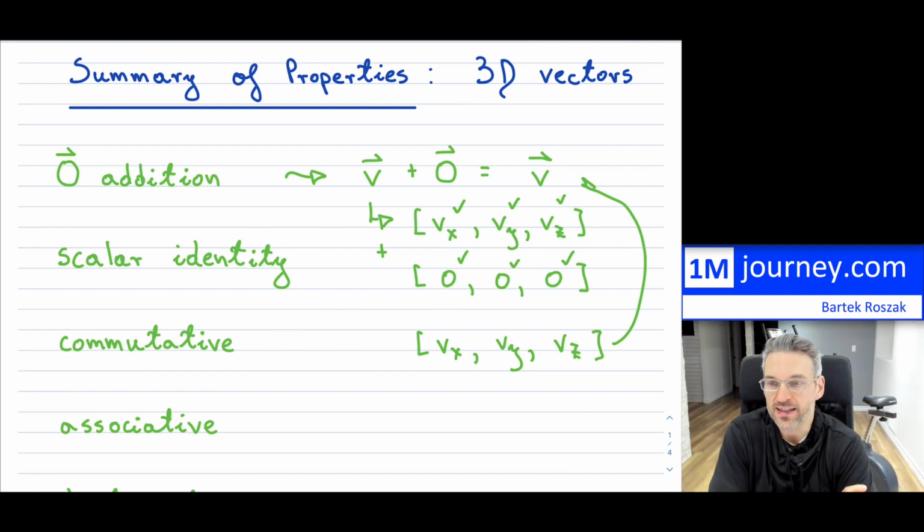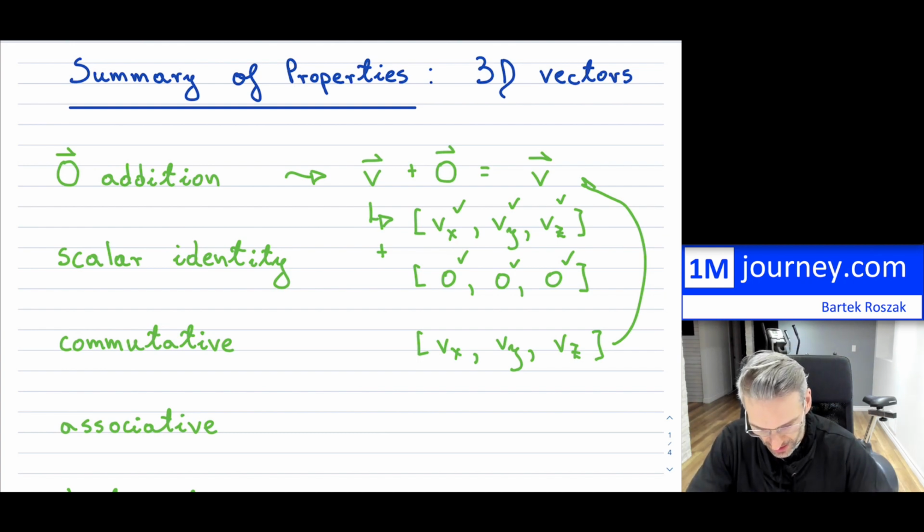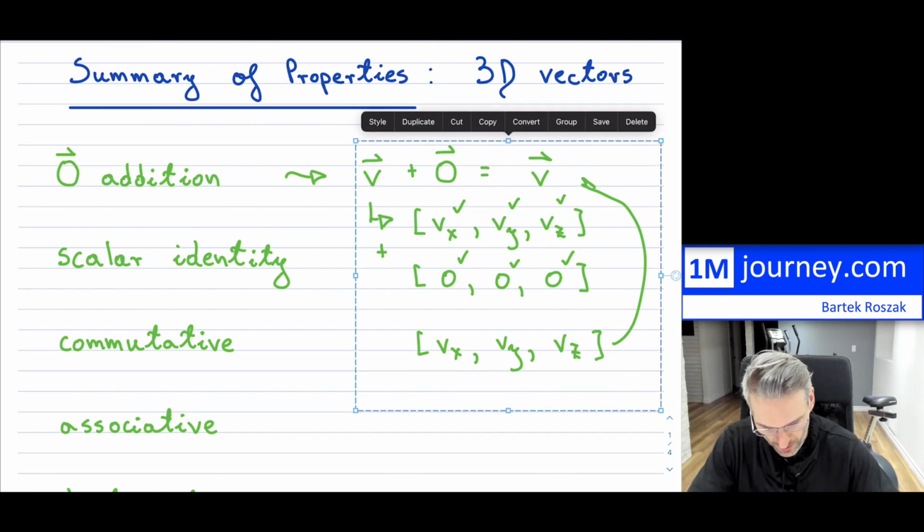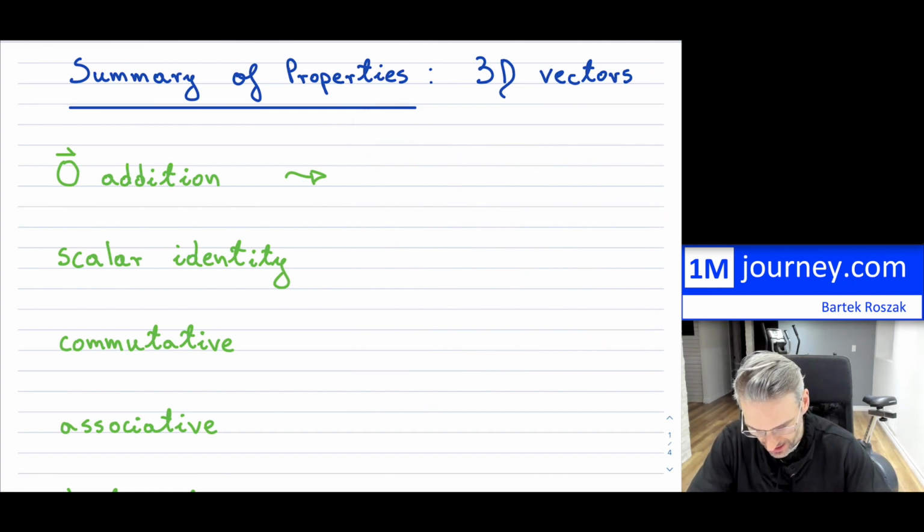So that is the zero vector addition. You can also do the zero vector addition, especially when you combine it with the commutative property. So you can state that the zero vector plus a vector is equal to just the vector itself. So this is the first property that we have. And I'm going to remove this for the moment so I can concentrate on the second one.